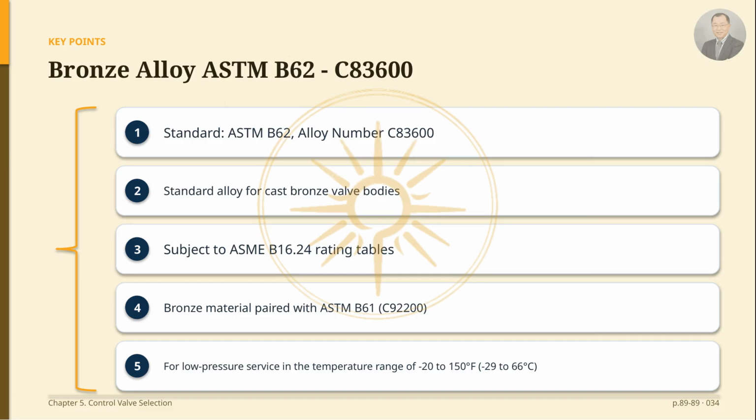I would like to introduce alloy number C83600 of the ASTM B62 standard. This alloy is a standard material widely used for cast bronze valve bodies, and the ASME B16.25 rating table applies to it. It pairs with the C92200 of ASTM B61 seen previously and is used for low-pressure services in the range of -20 to 150 degrees Fahrenheit, or -29 to 66 degrees Celsius.